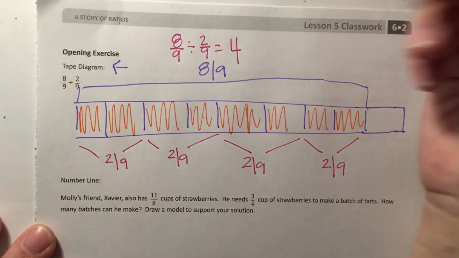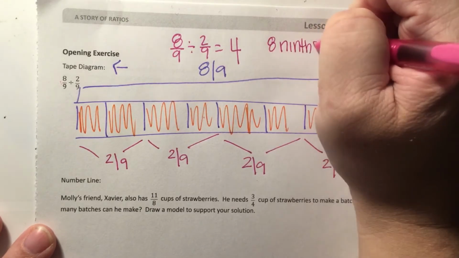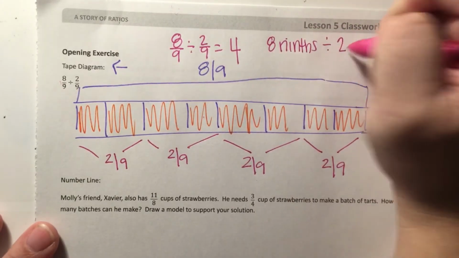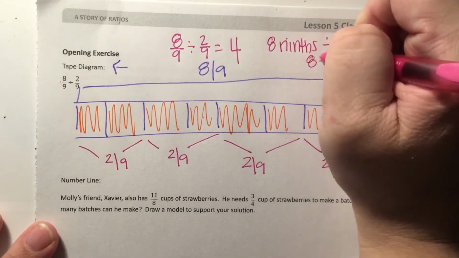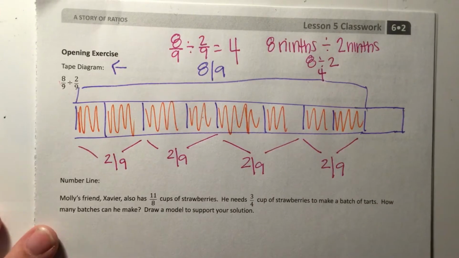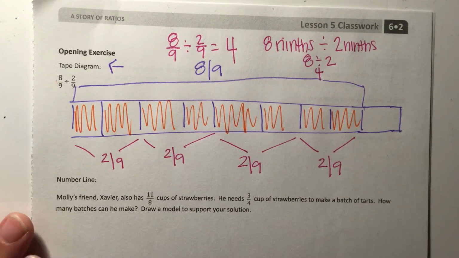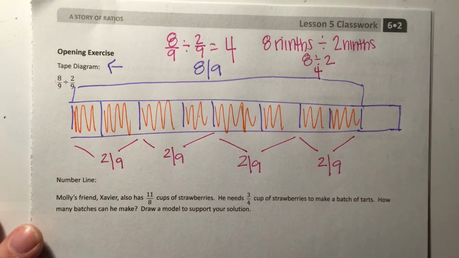If we remember what we did before, we have 8 ninths divided by 2 ninths. So 8 divided by 2, and that is 4. Okay, so there's all of our steps. Lots of different ways we can do this problem. They ask for the tape diagram, so we give them a tape diagram.